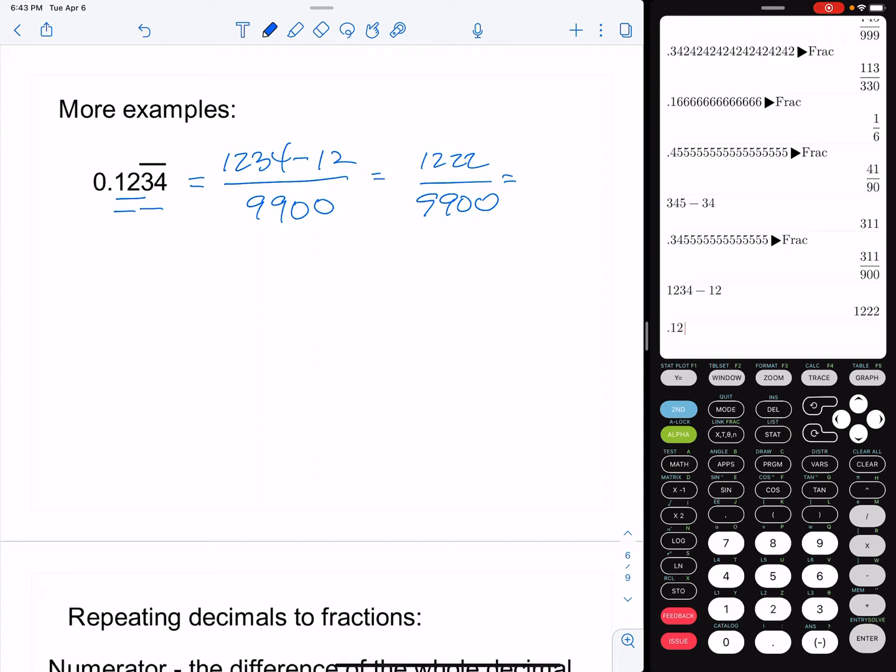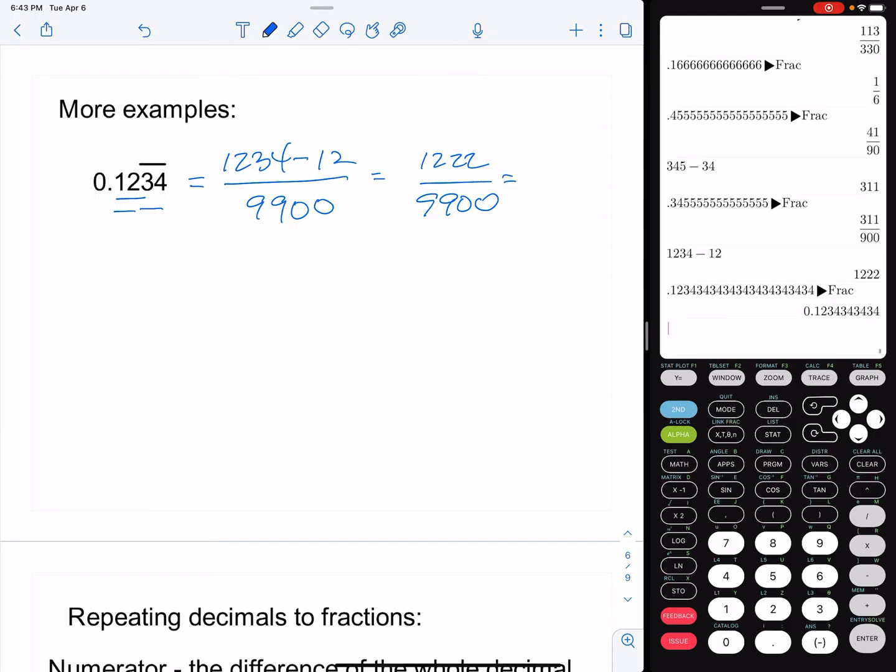So we go to our calculator. Point 1, 2, 3, 4, 3, 4, 3, 4, and so on. One more for good measure. And then math. Enter, enter. Oh no. What did it do? Well, maybe I just didn't type in enough 3 4.